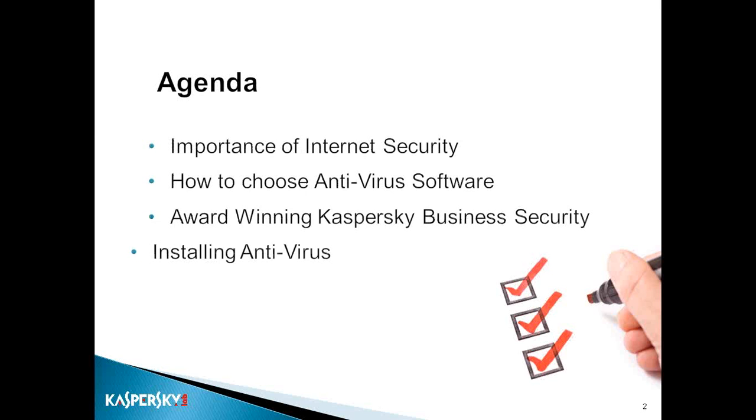So the agenda, what I'll be covering this afternoon is the importance of internet security, how to choose an antivirus software, things to look out for when identifying what's the best thing to use in the market. Award-winning Kaspersky Business Security, I'll be talking about Kaspersky in particular, as Christine mentioned. Installing antivirus, a very high-level overview, just letting you know that it's quite simple to install. Network audit, we often get asked about network audits and the benefits, so we'll quickly touch on that and what things to look out for when getting a network audit. And then, as Christine mentioned, the Q&A session at the end.